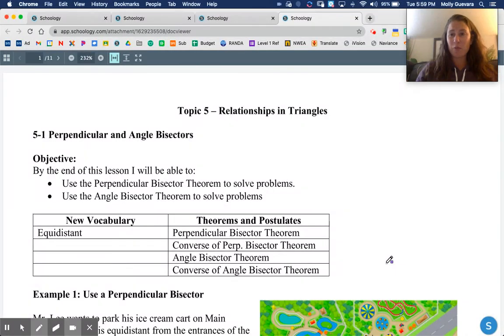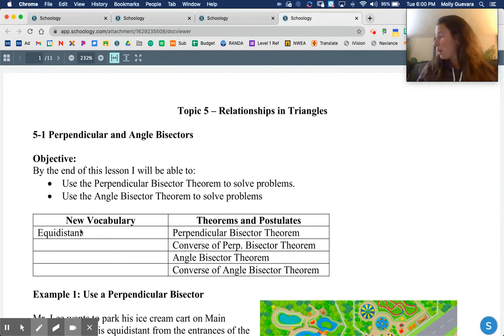So obviously before we can do that, we have to know what the perpendicular bisector theorem and the angle bisector theorem are. Those, along with the converse of those, are our theorems for today. And our new vocabulary is equidistant.